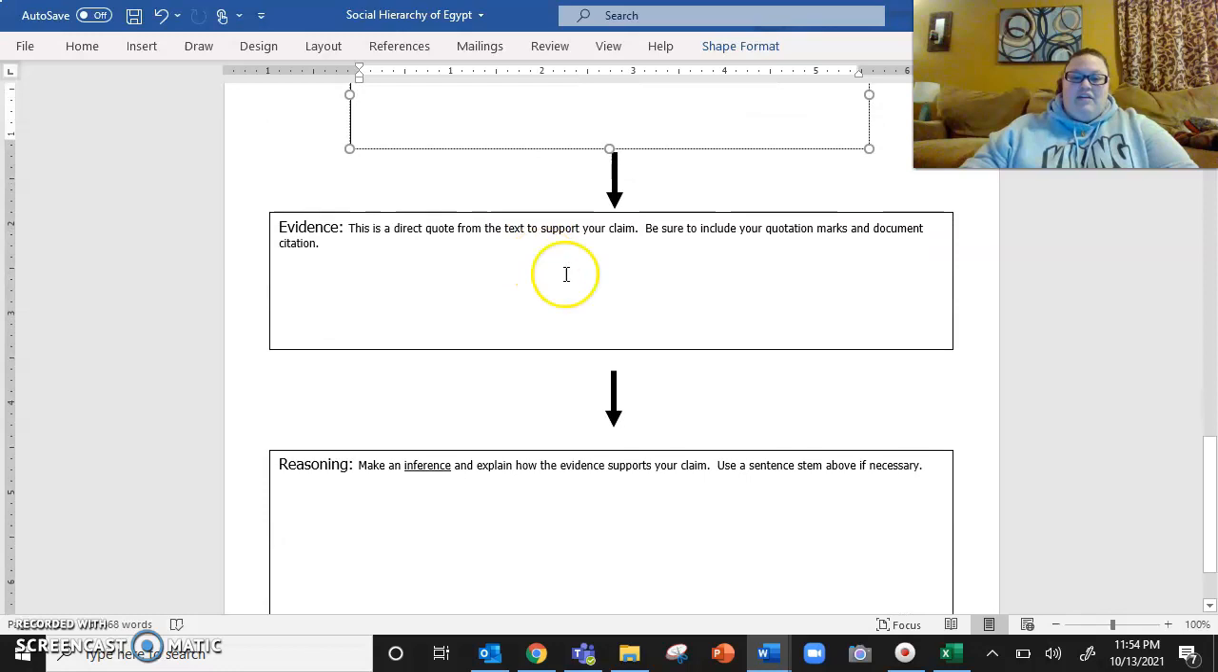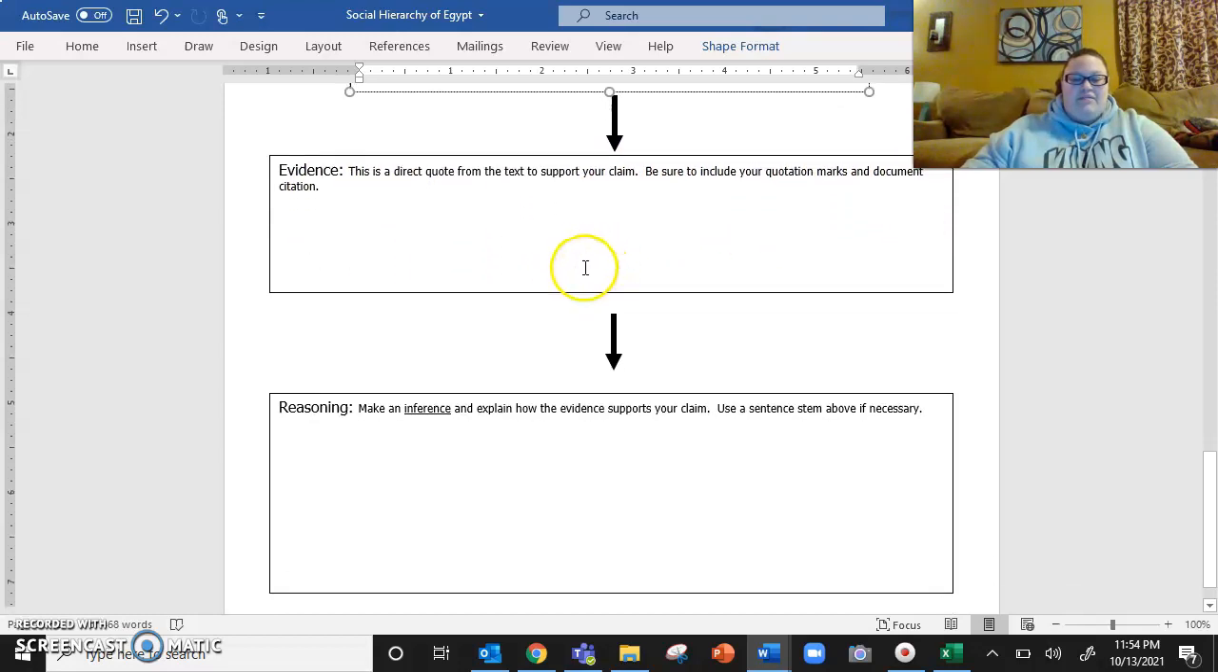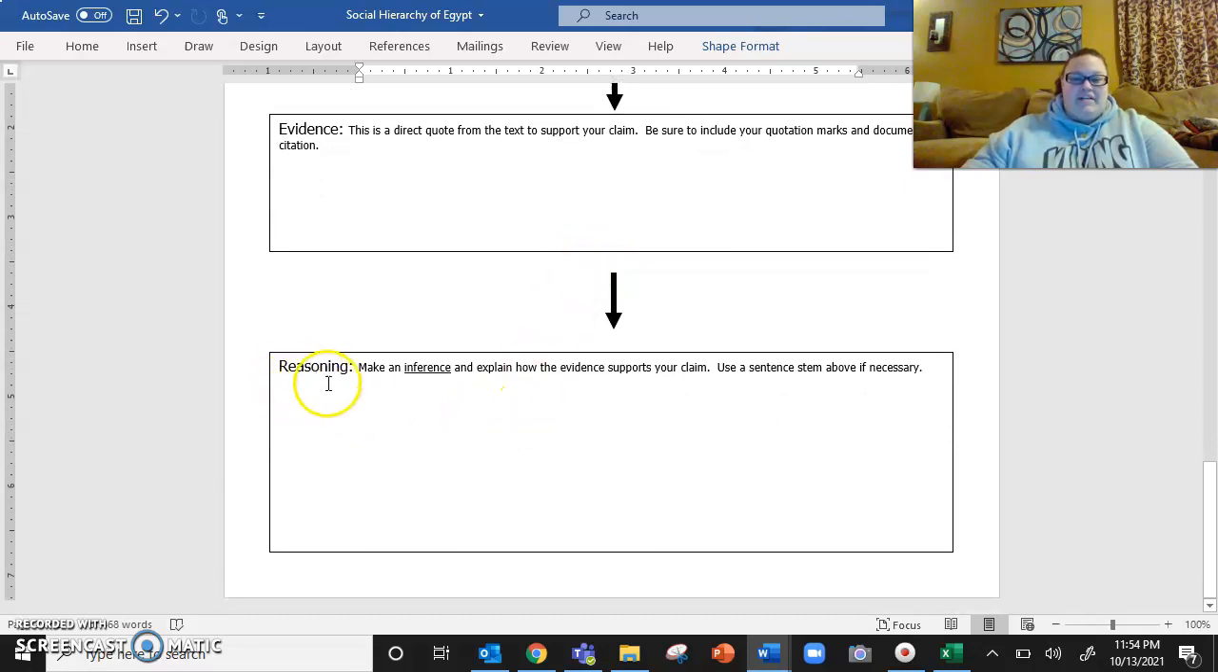Then, a little bit different from the last couple times we've worked with claims, now we're providing evidence. Remember, your evidence is a direct quote from the text to support your claim. Be sure to include your quotation marks and your citation. And then your reasoning. Your reasoning, as you know by now, is where you make an inference and explain how the evidence supports your claim. I'm going to give you some sentence stems if we need them. Okay, they will be up around the room.